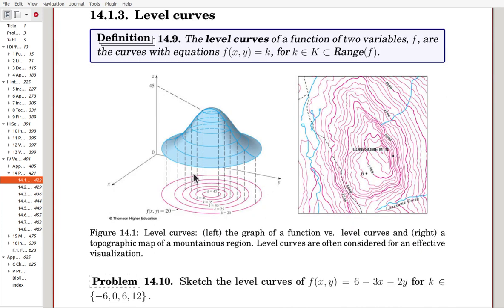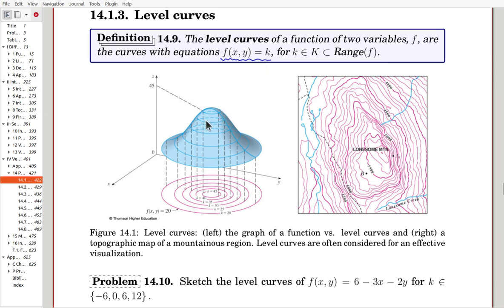The level curves of a function of 2 variables are the curves with equations f of x, y equals k. Now, k must be chosen from the range of f. So if k is outside the range, then the equality is not satisfied, so the level curve must be empty.